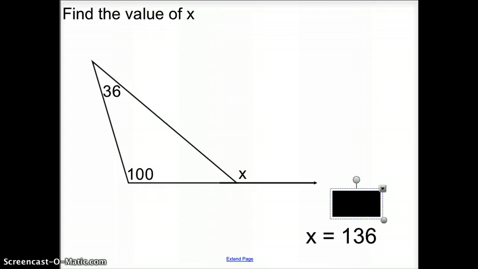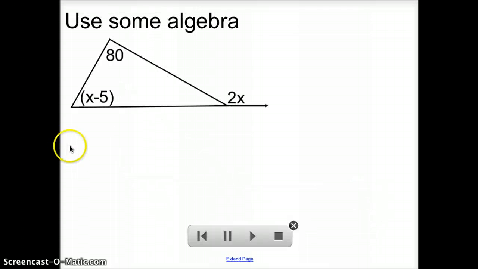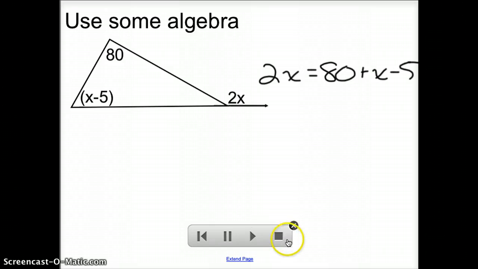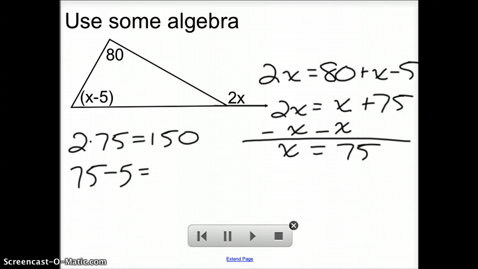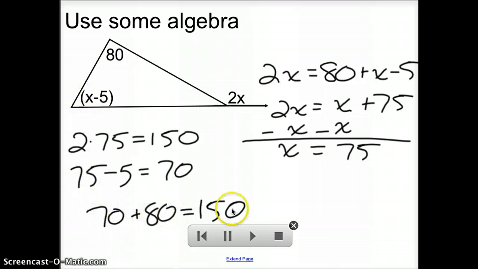From there, we're going to take it a step further with some more algebra. Here we have the angles of 2x as the exterior and the non-adjacent being these two. Let's solve for x. First, we set 2x equal to the two non-adjacent angles, combine like terms, and solve for x. The exterior angle is 150. The other interior angle is 70, and then we can prove that 70 plus 80 does in fact equal 150.